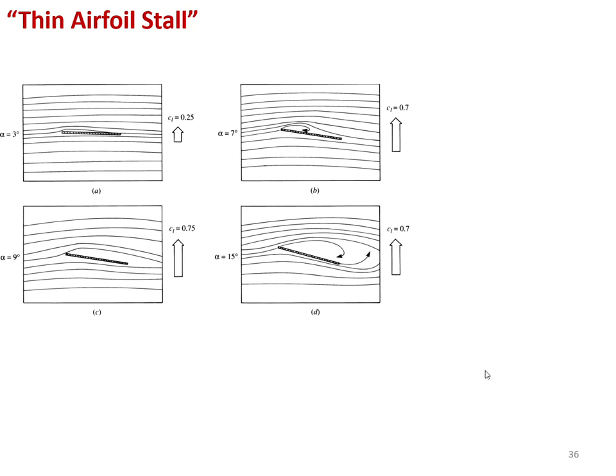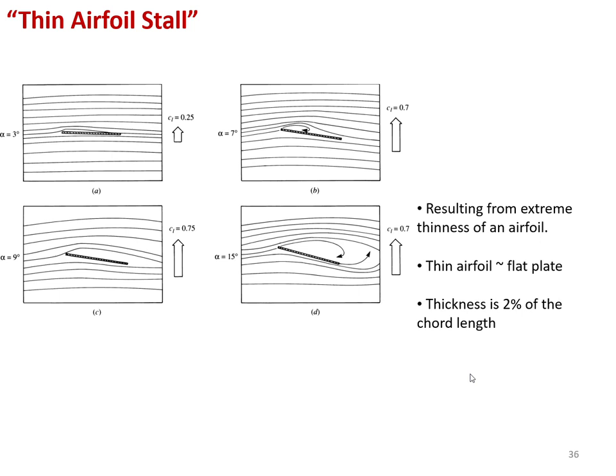And then the last one we want to talk about is called the thin airfoil stall. The thin airfoil stall is very similar to the leading edge stall in that the stall happens suddenly at the leading edge, but the difference is, first of all, it results from the extreme thinness of the airfoil, which essentially means that we are dealing with flat plates. Thin airfoils are defined as airfoils whose thickness is 2% of the chord length, and the sharp corners of the thin airfoil are usually responsible for triggering the stall.